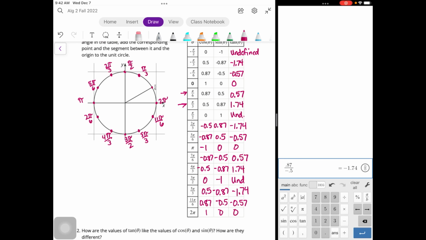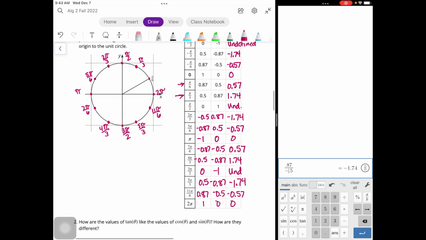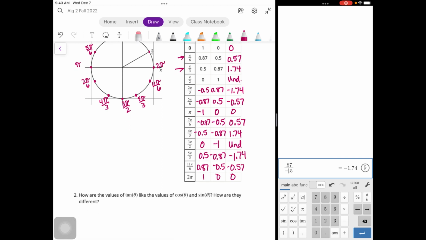All right, so how are the values of tangent of theta like the values of cosine theta and sine theta? They're the same. I mean, the values aren't the same, but they're like those two because they do keep repeating themselves, right? So the values repeat, to create a periodic function.